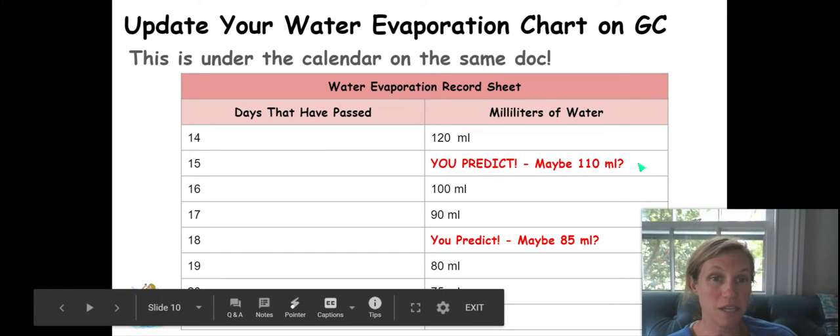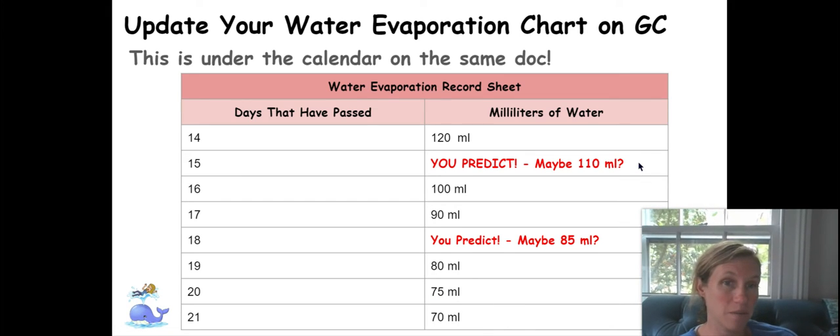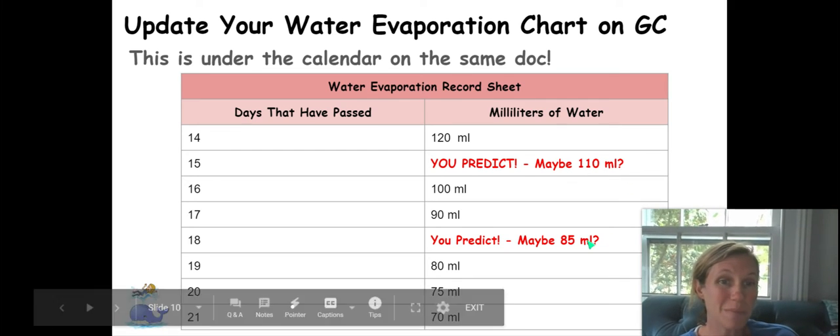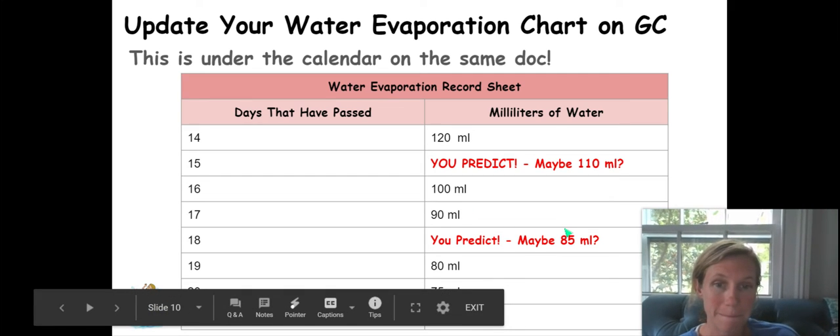Again, we predicted that on day 15, it would probably be about 110 milliliters because that's the average number between 120 and 100. And then on day 18, I asked you to make a prediction. I predicted maybe around 85 mLs because that would be exactly between 80 and 90.